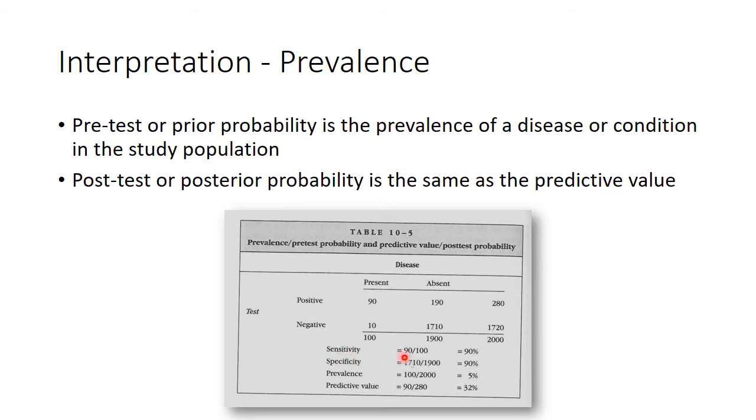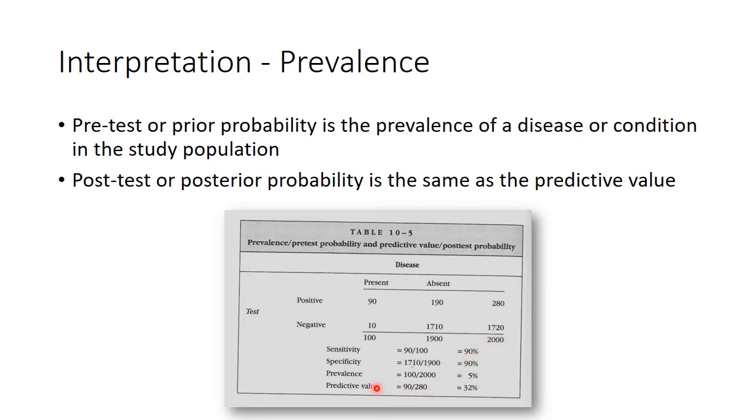Again, sensitivity going to be the number of true positives that we get divided by the total number of people who had the disease in the first place. Specificity going to be the true negatives divided by the total people that did not have the disease. And the prevalence would be the number of people who actually had the disease out of the entire population. So you can see how this is going to be 100 because you had a total of 100 people with the disease divided by a total of 2,000 people you're having in your sample.